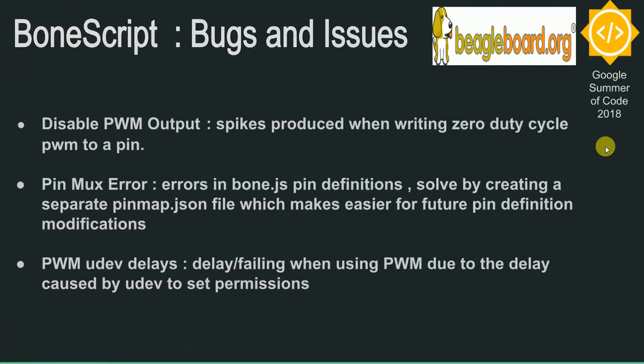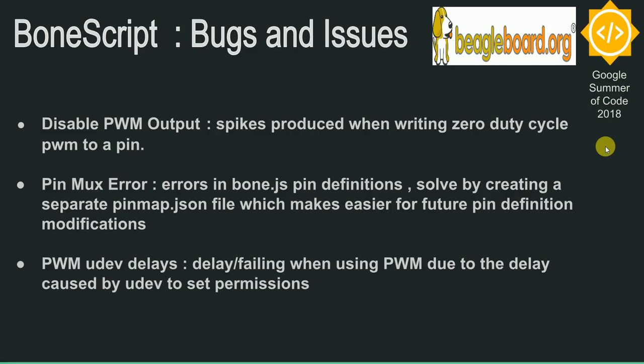Next issue is disabling PWM output so as to avoid spikes occurring when writing zero duty cycle PWM to a pin. The proposed plan is to write a function to disable or enable PWM output on a pin to solve the issue. PWM UDEV delays. These are delays while using PWM on a pin caused by the delay in setting up permissions by UDEV. The only proposed solution is to loop around the situation until the permission is set.